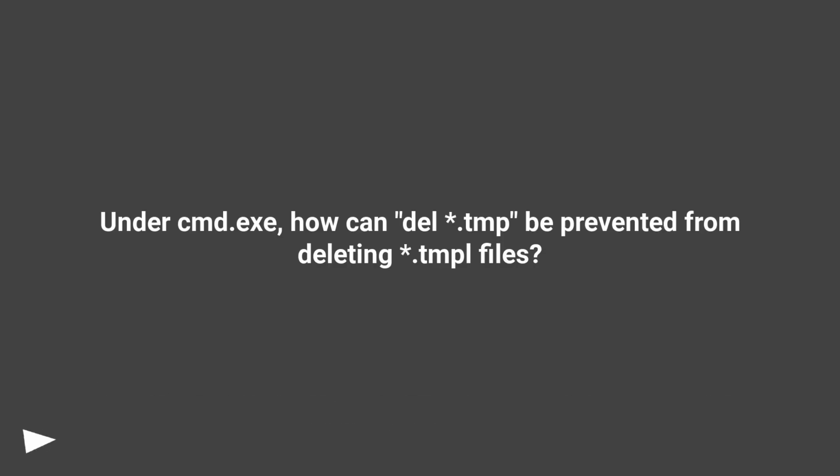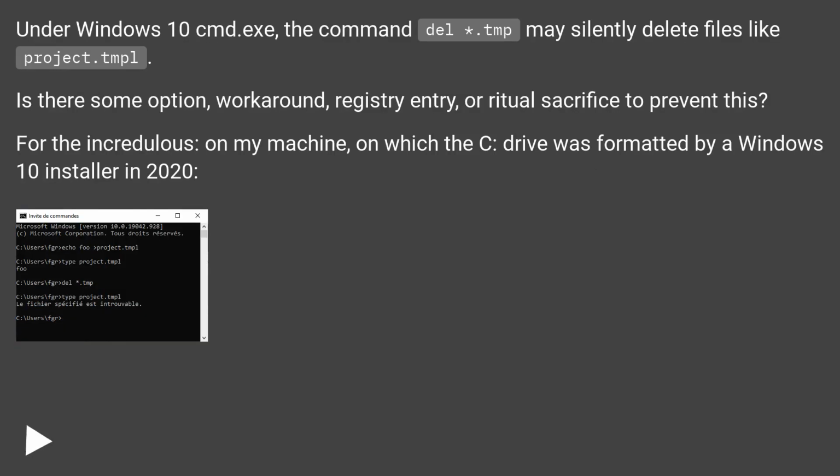Under cmd.exe, how can del *.tmp be prevented from deleting *.tmpl files? Under Windows 10 cmd.exe, the command del *.tmp may silently delete files like project.tmpl. Is there some option, workaround, registry entry, or ritual sacrifice to prevent this?